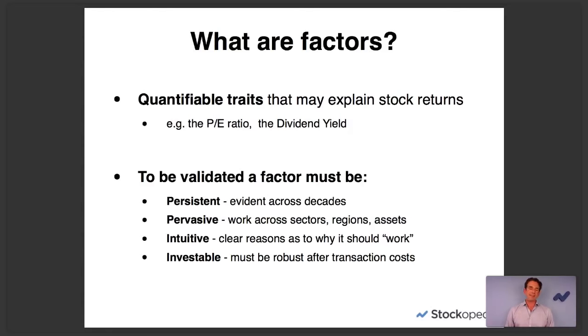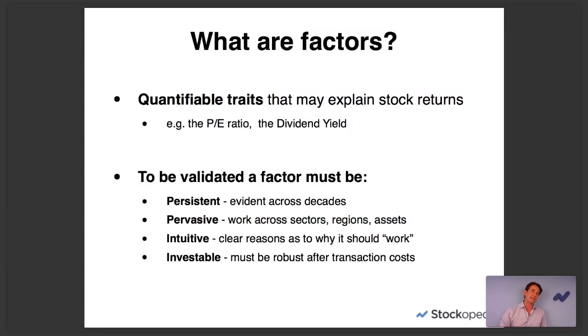But to be validated as a persistent factor, it has to be persistent across the decades. It must explain performance on the upside and downside over significant periods of time. It should be pervasive, so it should work across sectors and regions. It should also be intuitive and easily understood, and it should be investable.